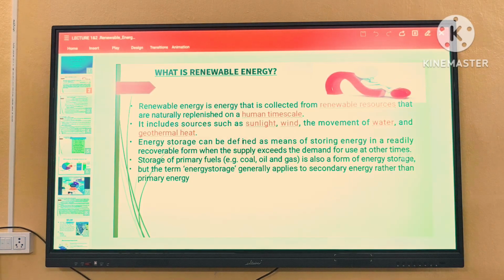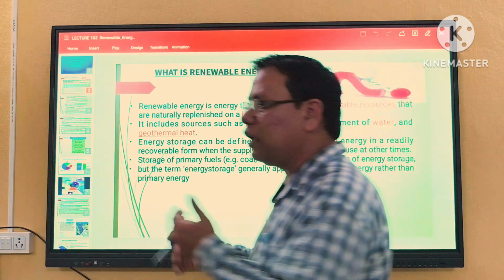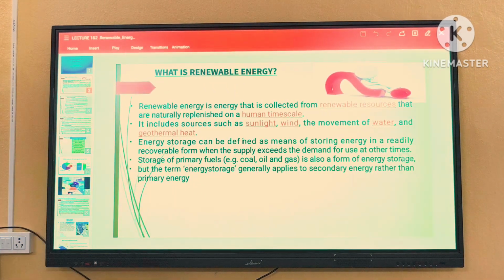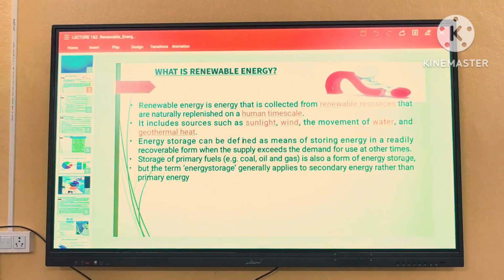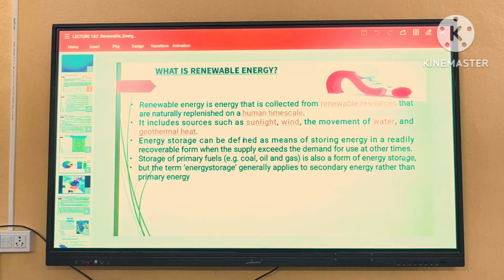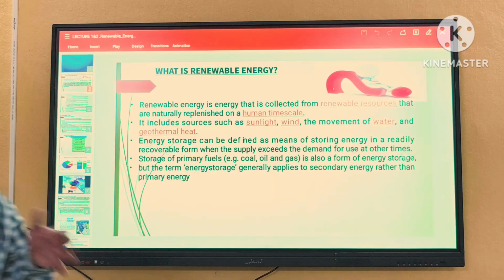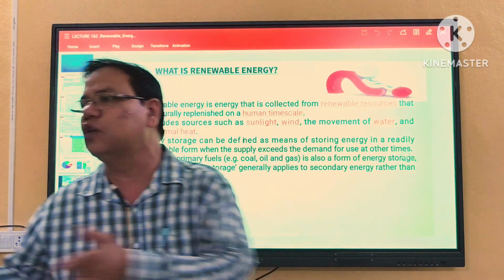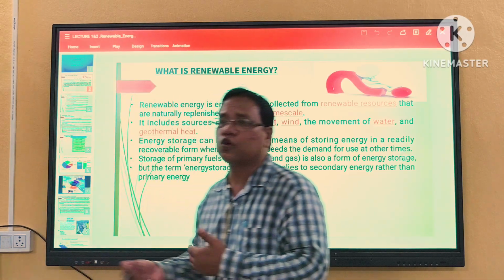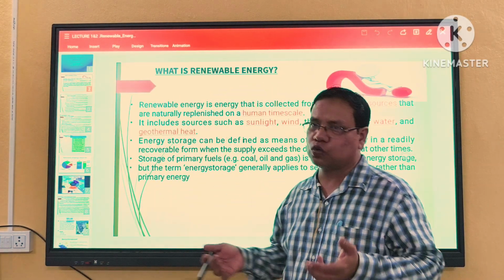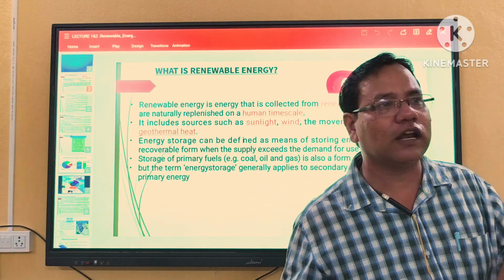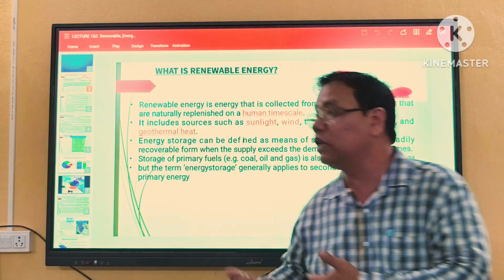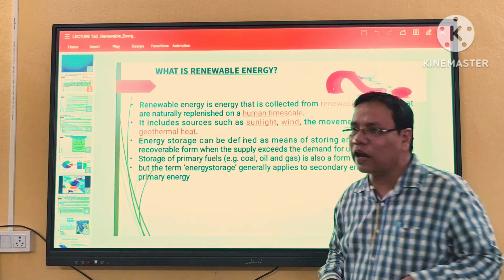But the other type of energy storage has to be processed before we can use it. The first is energy storage by storing energy that is readily recoverable. Readily recoverable means, for example, thermal energy or electrical energy, the storage that can be directly used for our requirement. But some sources, suppose we have coal or a source of water, cannot be readily used as our requirement. We have to process it further to get our energy.